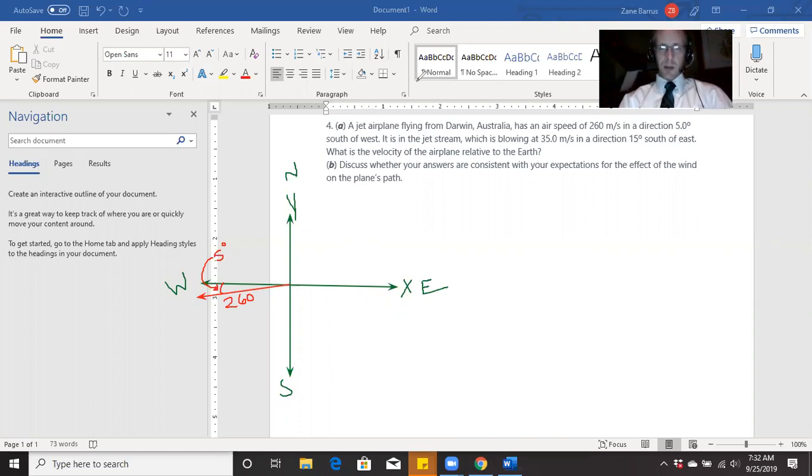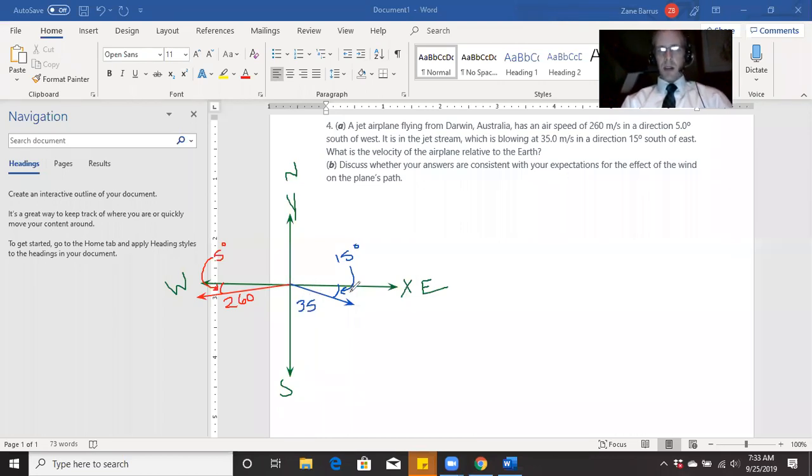Okay, so we're going to add some wind to this plane's path. This wind is maybe pushing against the plane or pushing it to go a different direction. So the wind is blowing 35 meters per second in a direction 15 degrees south of east this time. So I'm going to go east, and I'm going to go 15 degrees south of it. So that's probably like here. Okay, so this angle right here is 15 degrees. And its magnitude, the size of that line, is 35 meters per second.